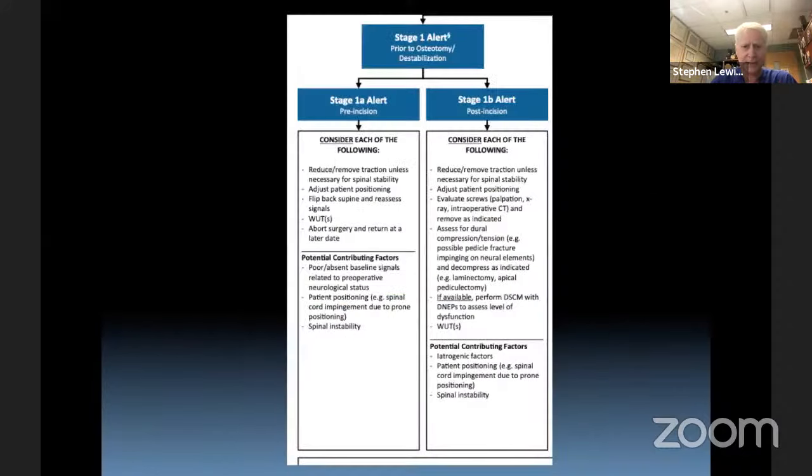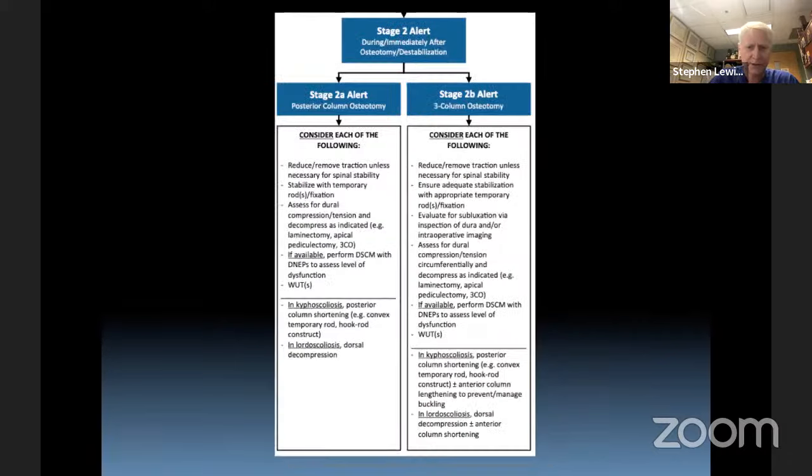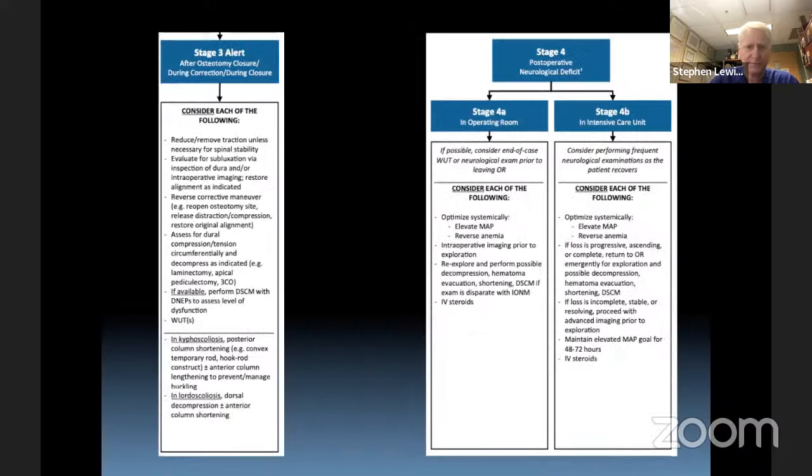It's a little more confusing. It has type 1, which are pre-incision or post-incision, so these are things that happen before you're actually doing much work. The type 2s are going to be during your decompression, either A, during a posterior column osteotomy, or B, through a 3-column osteotomy. Then you have the type 3s that are after the osteotomy closure. And then type 4, perhaps delayed, either in the operating room when the surgery is kind of over and you're losing signal, or in the intensive care unit when the patient stops moving.